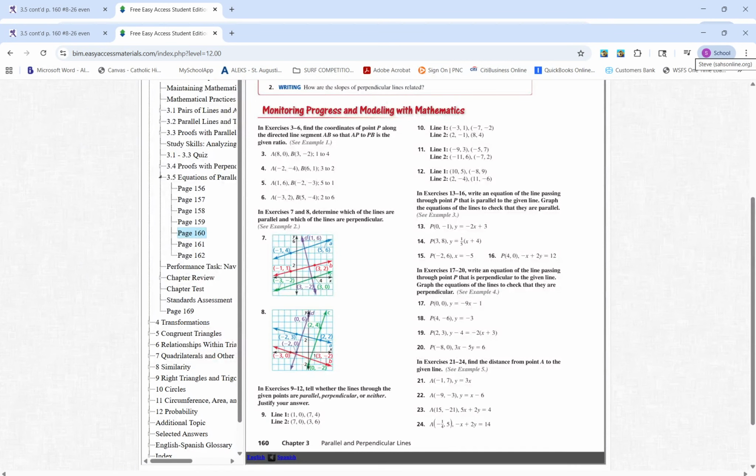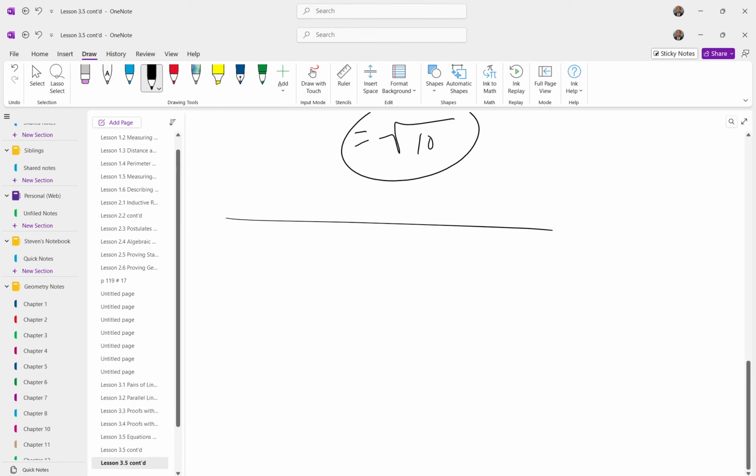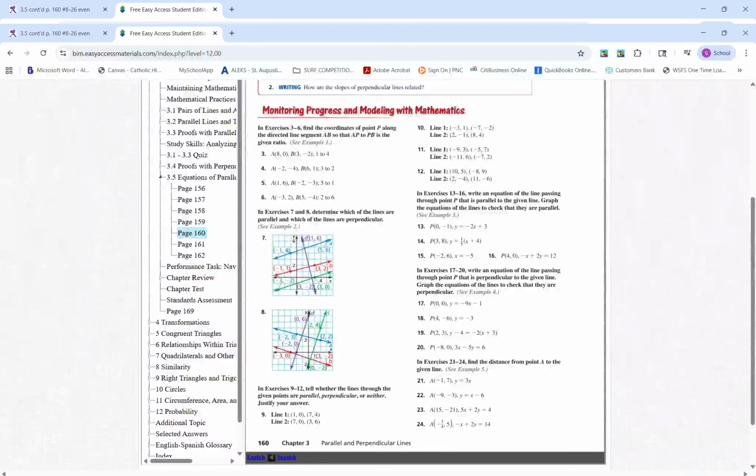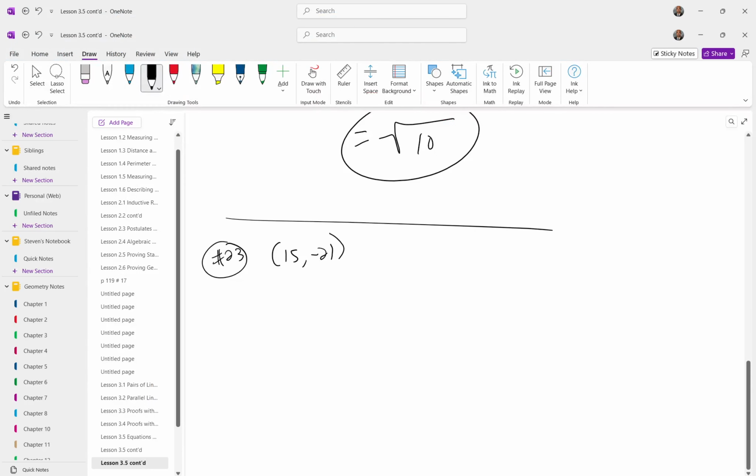So 23: (15, -21). All right. And then this is going to be 5x plus 2y equals 4. It's the equation.